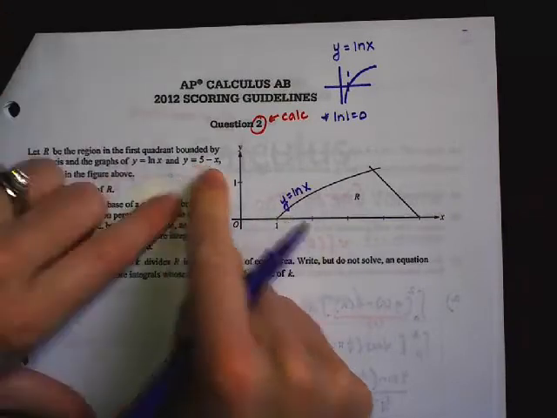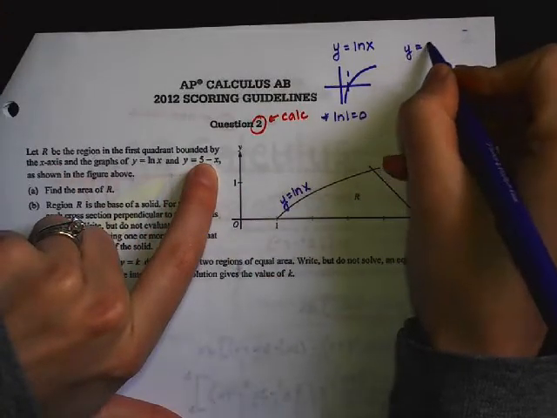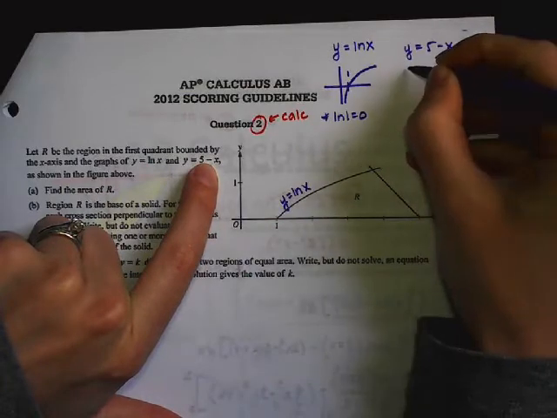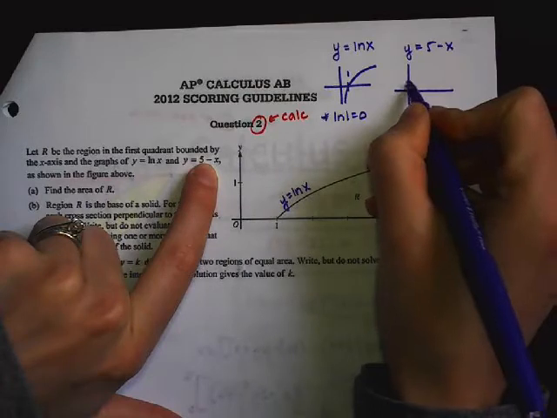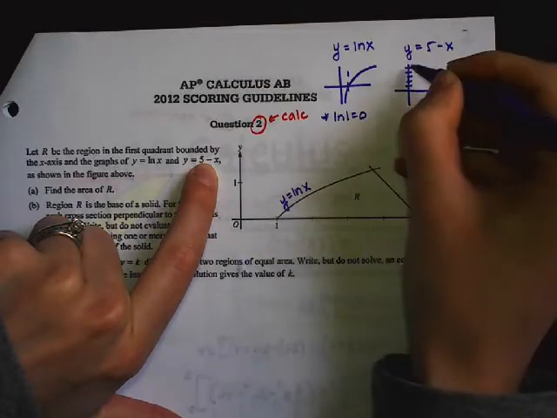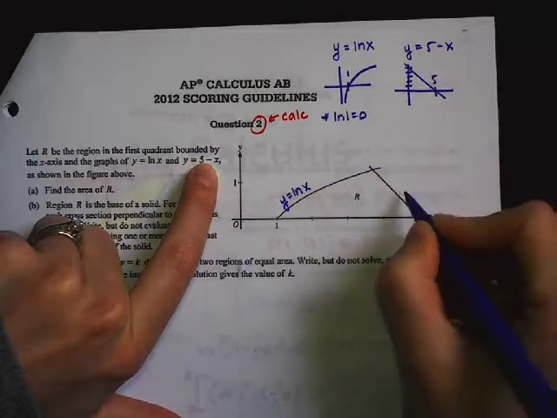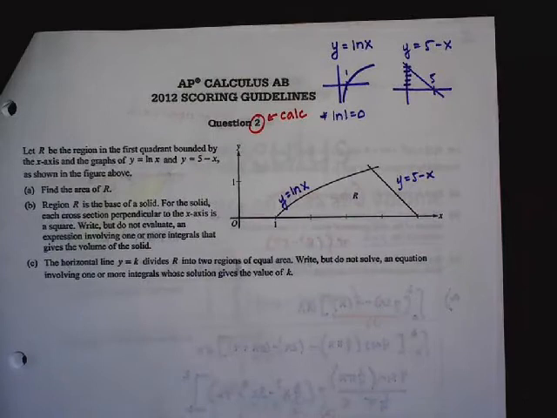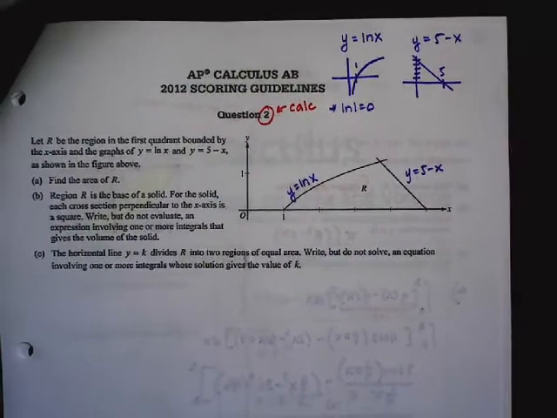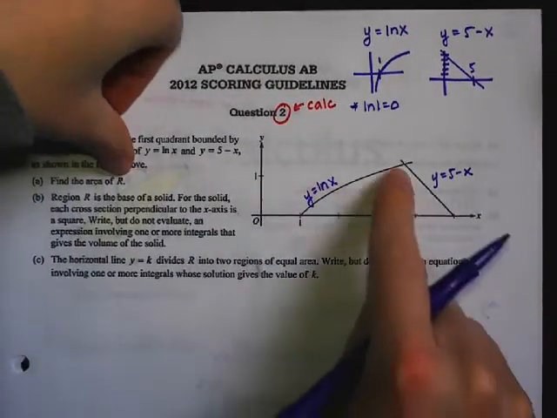And then we know that this is going to be a straight line. Specifically, I have y equals 5 minus x. I know this would cross at 5, that's the y-intercept, and then it has a slope of negative 1, so it would come down like this, and it would actually cross here at 5 as well. So this here is my line y equals 5 minus x. Okay, so let's see what part A says. It says find the area of R. So R is this region here.